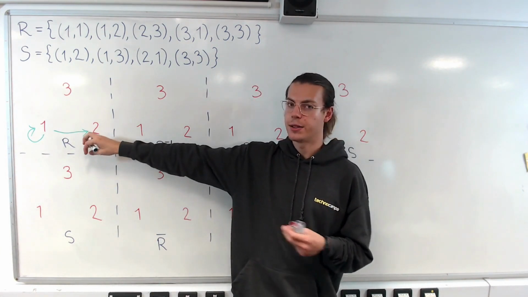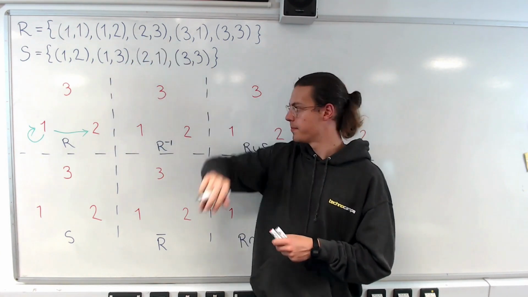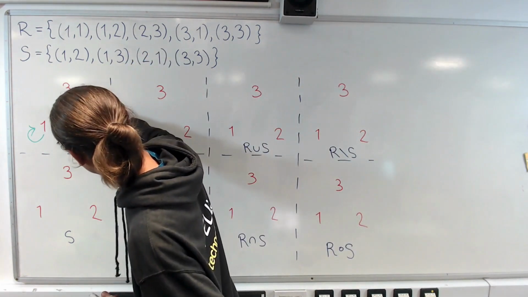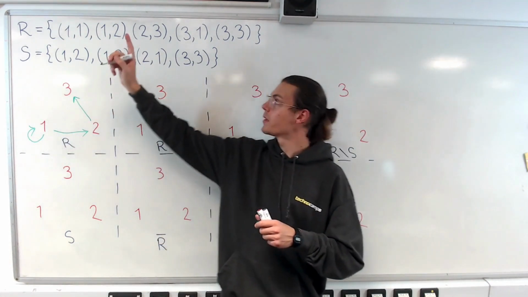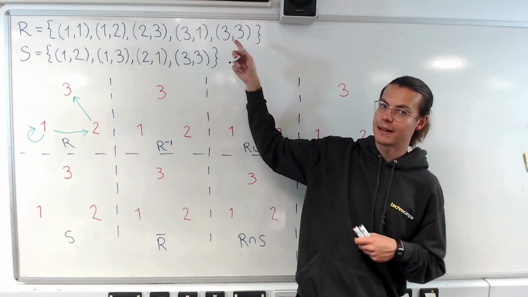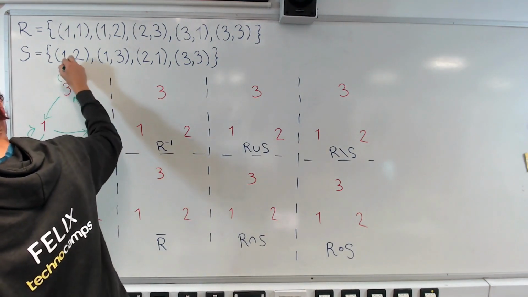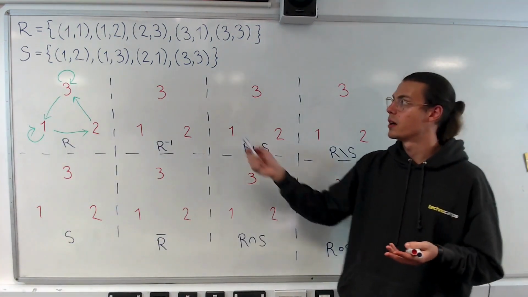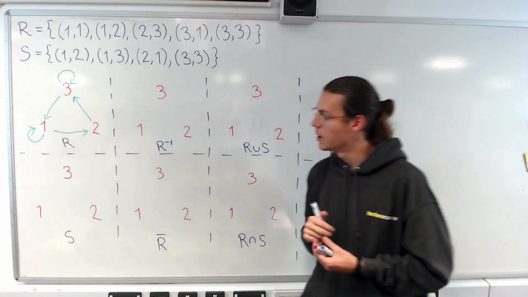Okay, next let's look at 2. 2 is related to just 3. And looking at the number 3, this is related to both 1 and 3 itself. And those are all the pairs in the relation R, so we're finished with R.